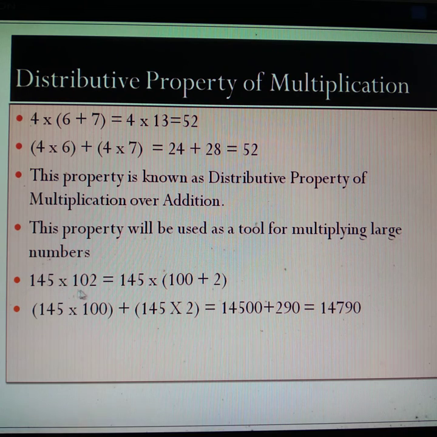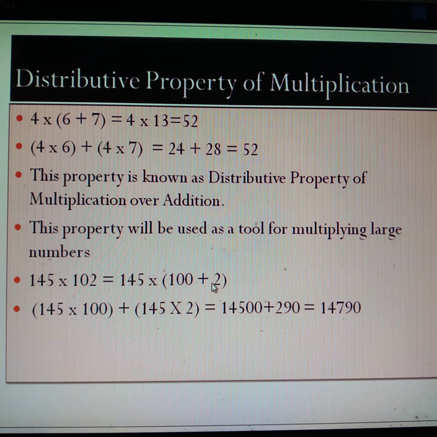So 102 can be written as 100 plus 2. So 145 into 102 equal to 145 into, in bracket, 100 plus 2. Now we have to distribute it. So what comes? 145 into 100, this plus sign came here, plus in second bracket 145 into 2.